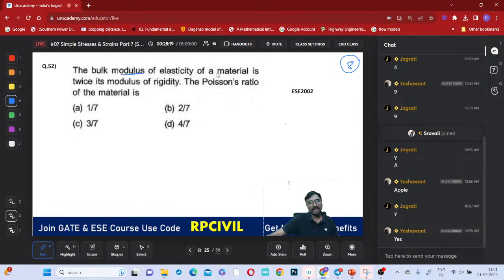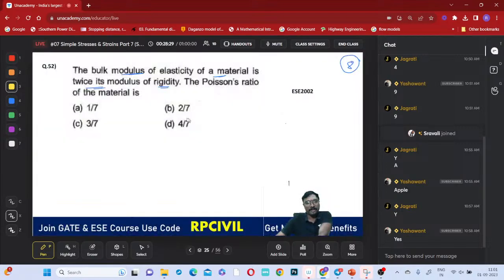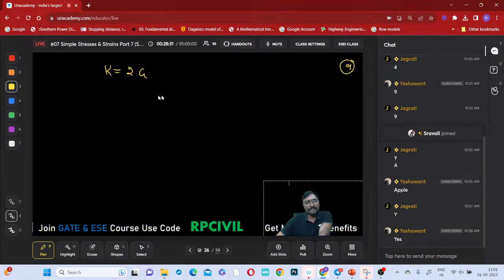The bulk modulus of elasticity of the material is twice its modulus of rigidity. So what is given? Bulk modulus is 2 times, that means K is equal to 2 times the rigidity modulus G. Then the Poisson's ratio of this material is asked. How can you get that? E equals 2G into 1 plus mu, and E equals 3K into 1 minus 2 mu.